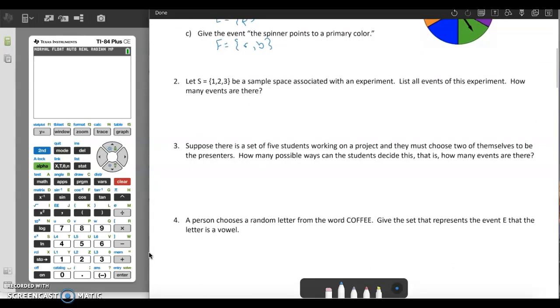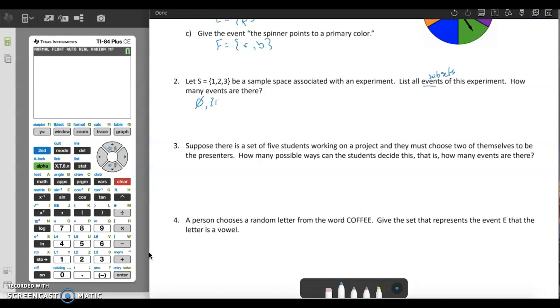Okay, what if we have the sample space of the set 1, 2, 3 associated with some experiment? List all events of this experiment. How many events are there? So again, we've done this question before, we just have to make a vocab change. Events are subsets. So we want to list all of the subsets of the set containing the elements 1, 2, 3. When we list subsets, remember that the empty set is always a subset of every set.